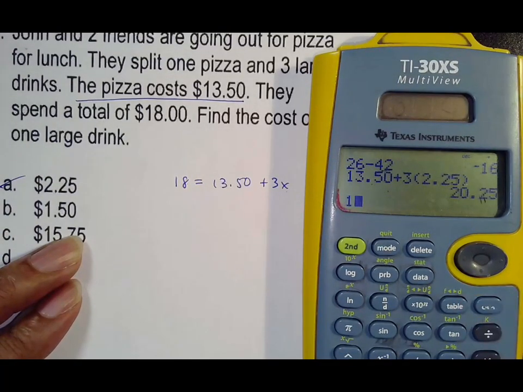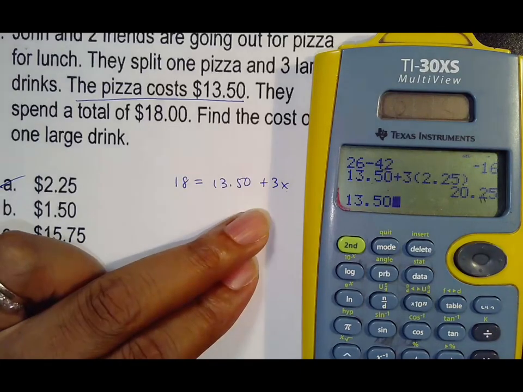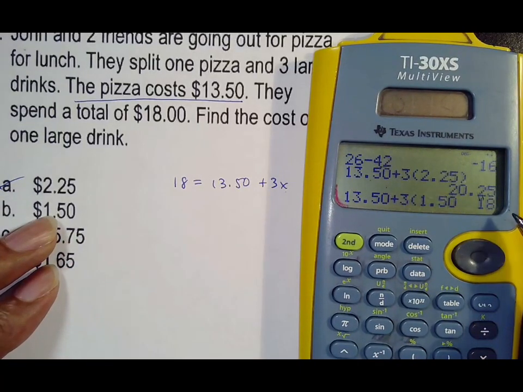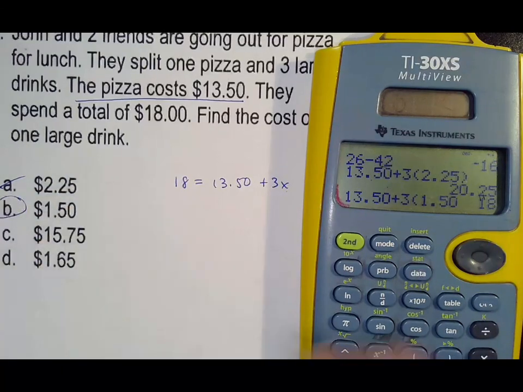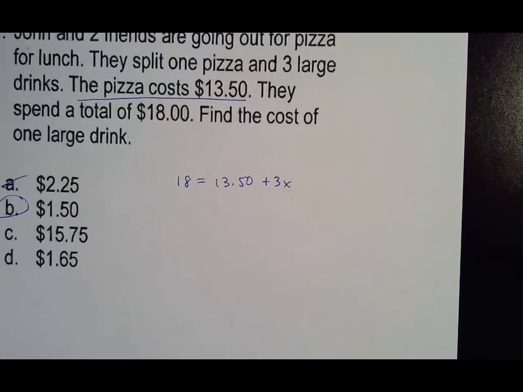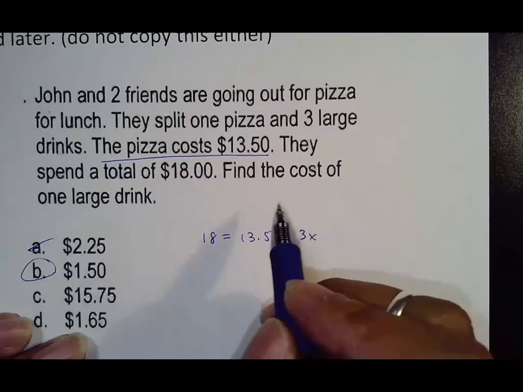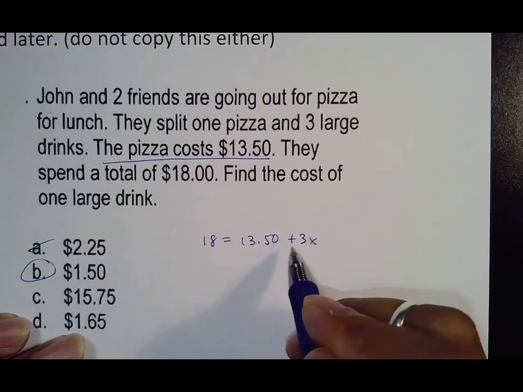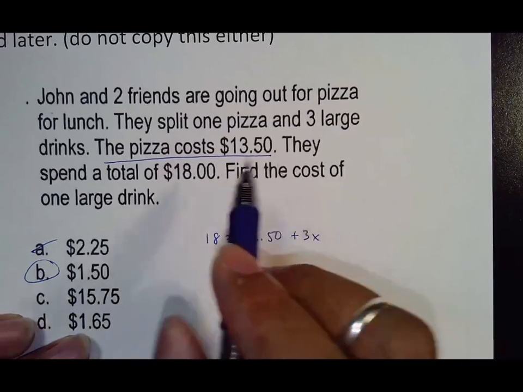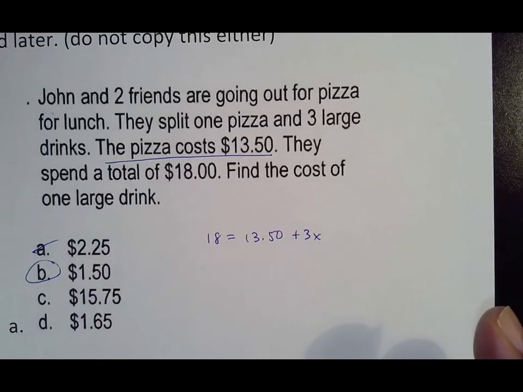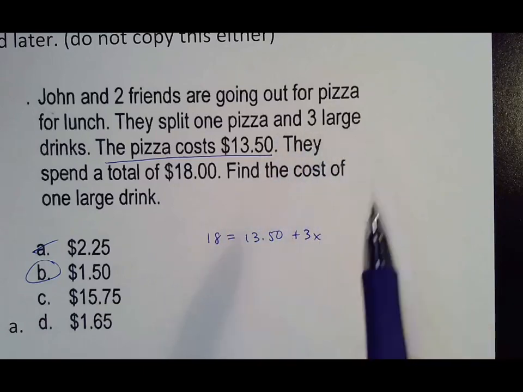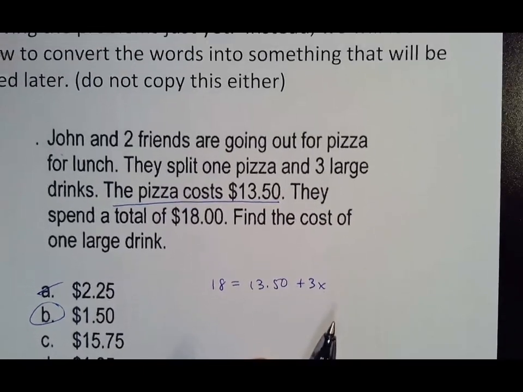$13.50 plus 3 times $1.50. Look at that answer. It means it has to be this one. So even if you don't know the answer, if you can just use your common sense, again, total is 18. You spent $13.50 for pizza and $3 for every drink you bought, which is why it's there. Even though there's no each or per or every, common sense says if I am buying 3 drinks, I have to multiply whatever the cost of a drink is by 3.